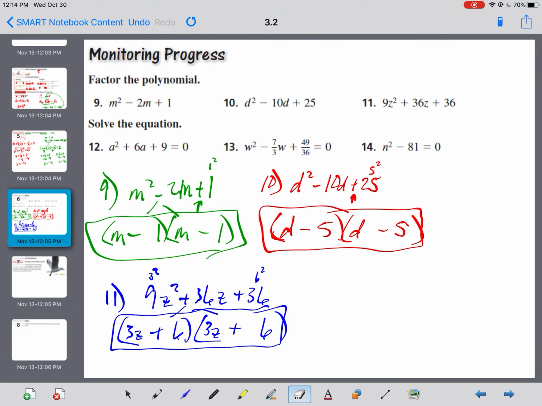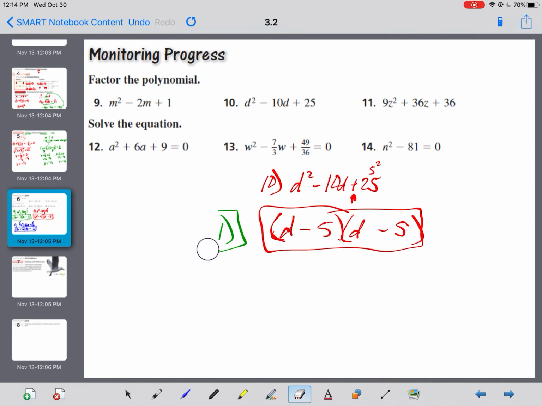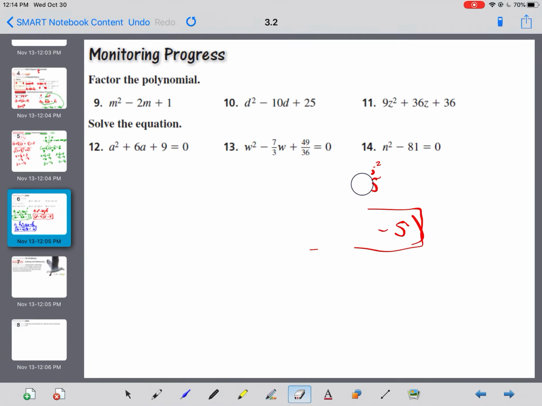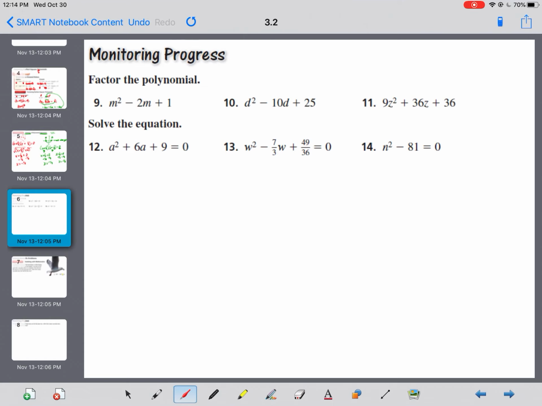Now give 12, 13, and 14 a try. You're solving. Okay? You're solving. You're going to set either one equal to 0. Once you get those factors, set each factor equal to 0 and figure out what x you need to make that one parenthesis a 0. Give it a try right now.